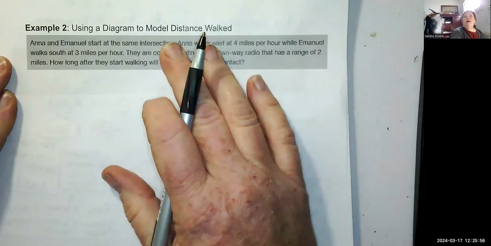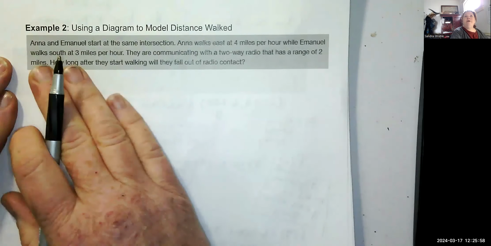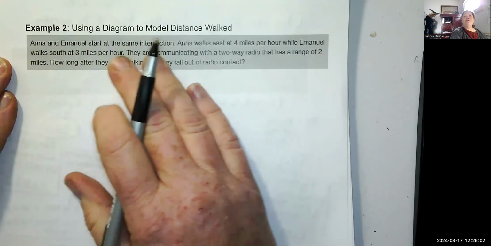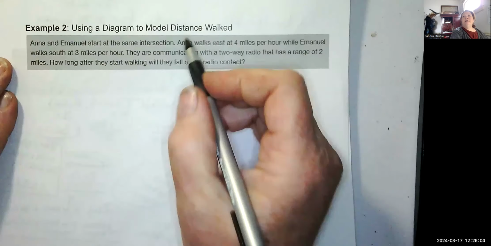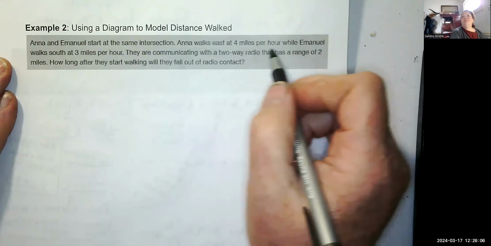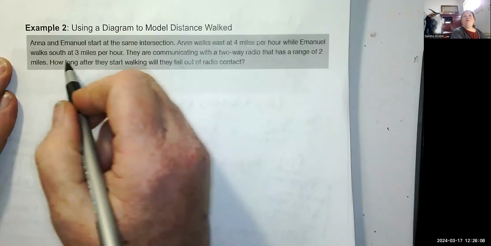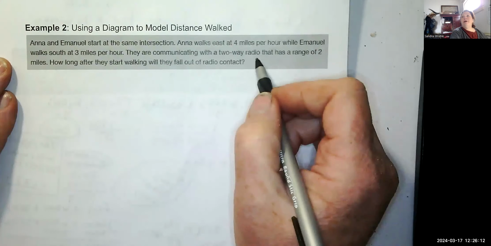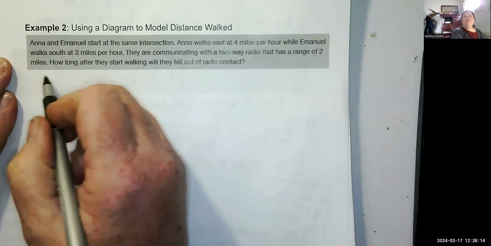Using a diagram to model distance walked, I'm mixing them. Anna and Emmanuel start at the same intersection. I have to draw this. Anna walks east at 4 miles per hour while Emmanuel walks south at 3 miles per hour. They are communicating with a two-way radio that has a range of 2 miles.